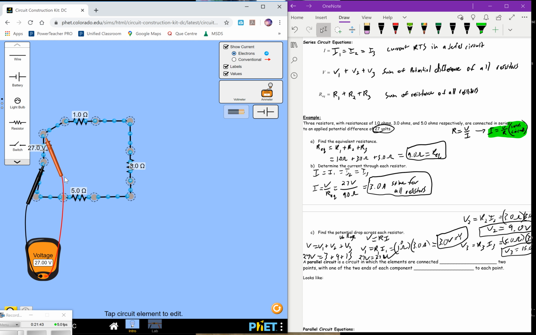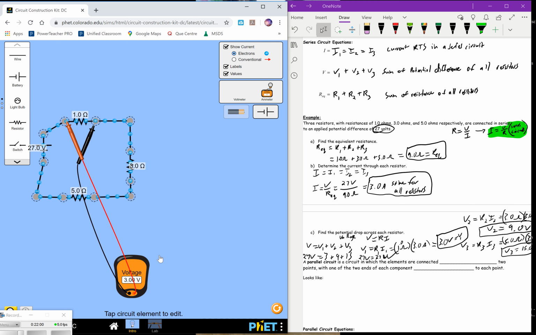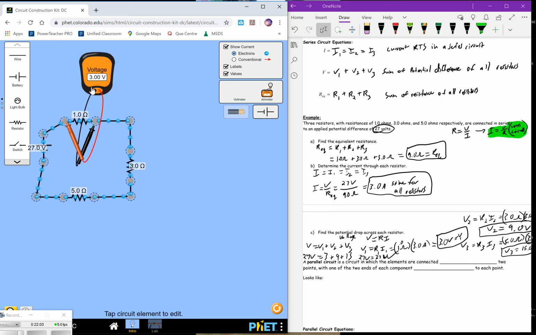Now we can check this by moving our leads here to measure the voltage across the resistor. Notice how that didn't change. I'm going to move the negative lead here across the first one, and we know that this should be about 3 volts, and that is exactly what it is, 3 volts. And that was our V1. V2, using our 3 ohm resistor, we said was going to be 9 volts. Let's check that. Leave that there. We'll go across this one, and we get 9 volts.